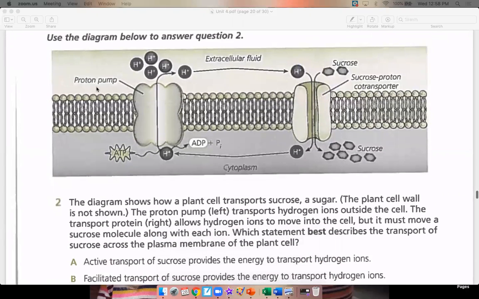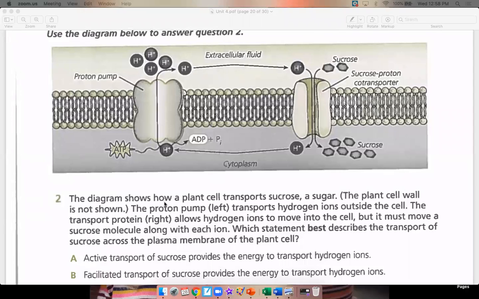Use this diagram to answer question 2. So take a look at the diagram. There is a protein. Hydrogen ions are being forced out using energy from ATP. This is a protein pump using energy to force hydrogen ions out. Over here, there is no ATP involved. They just happen to come right back in. Here, sucrose, sugar, also comes back in.